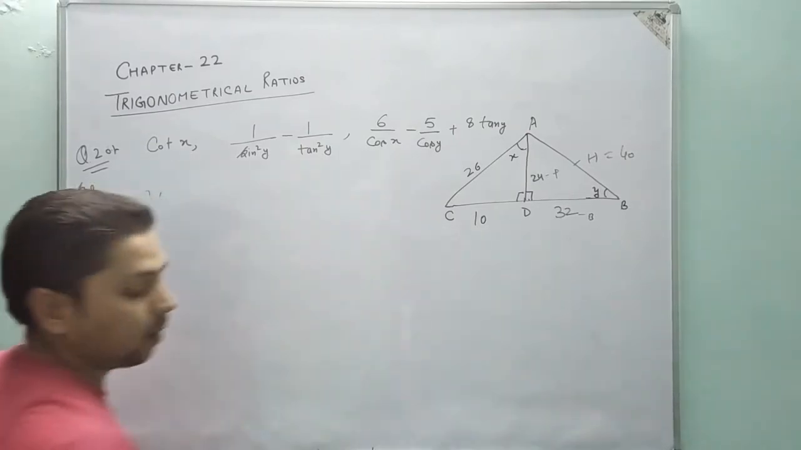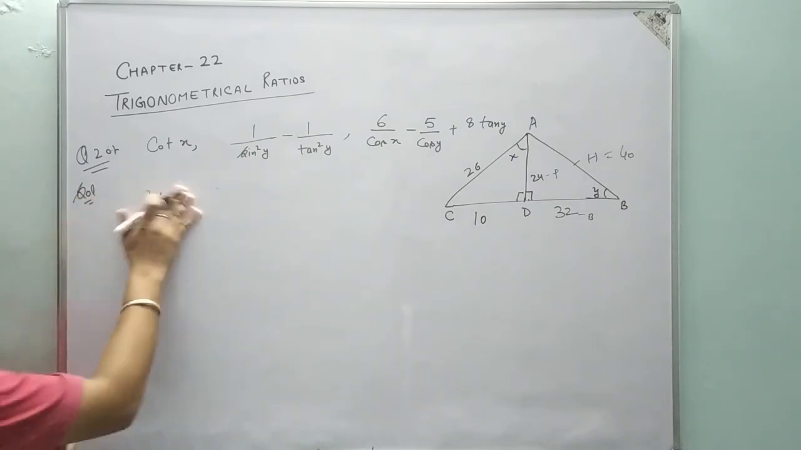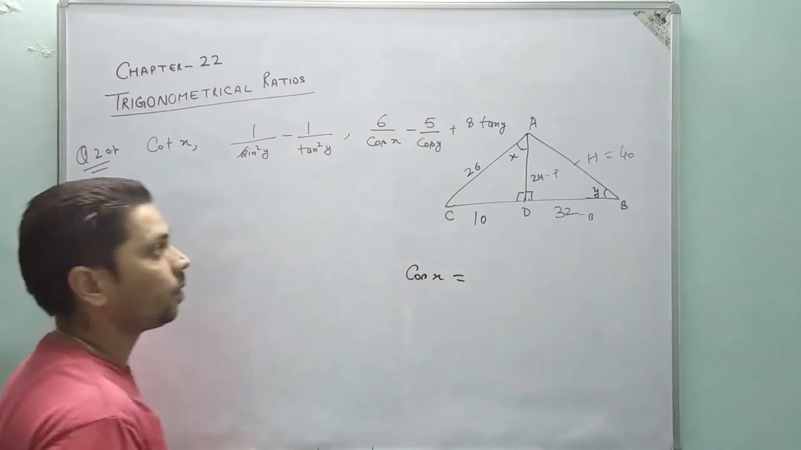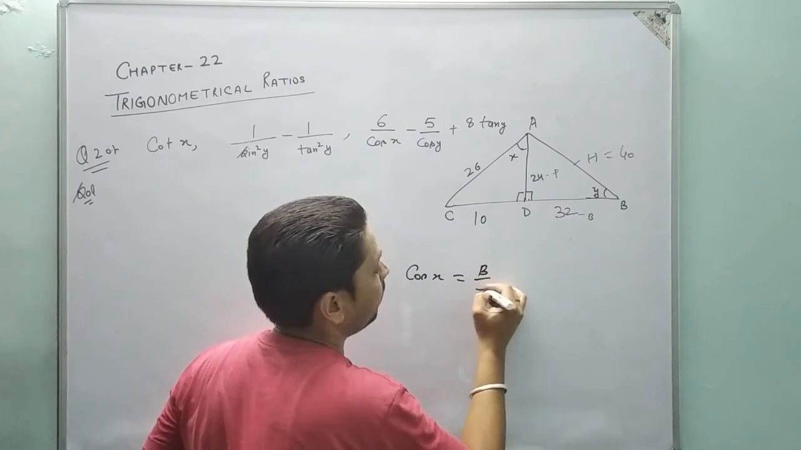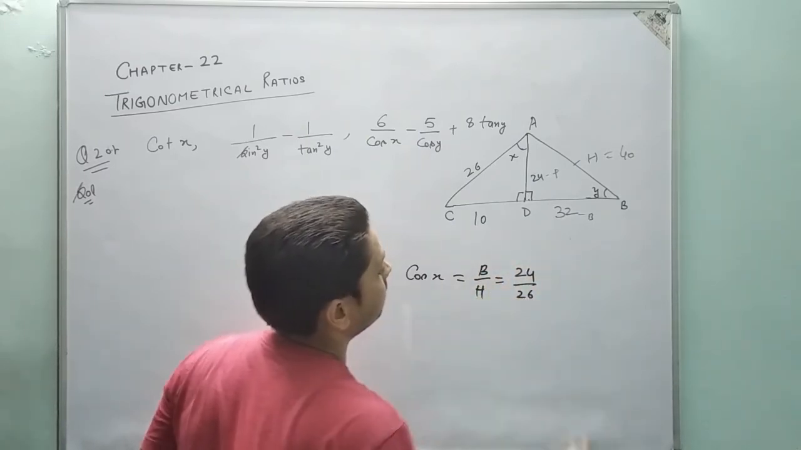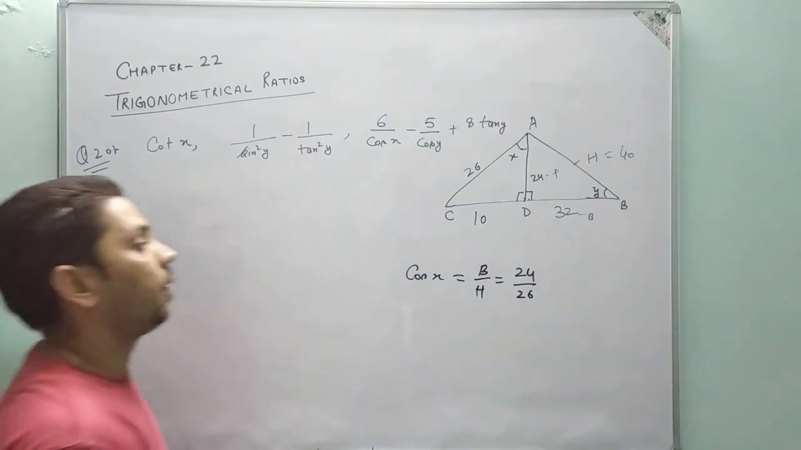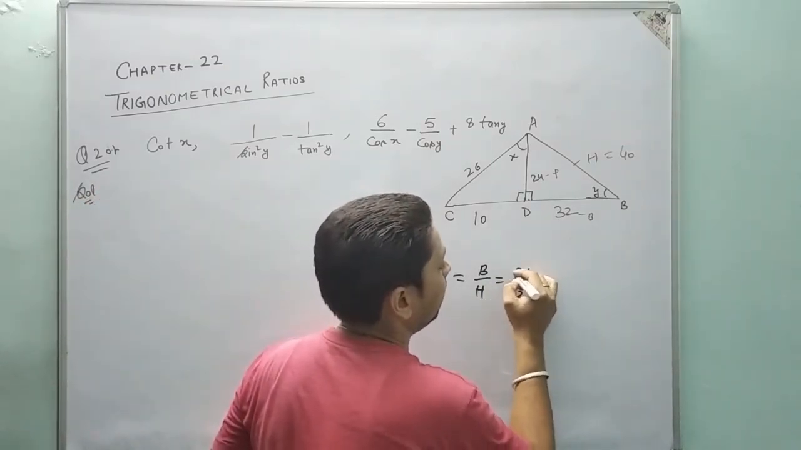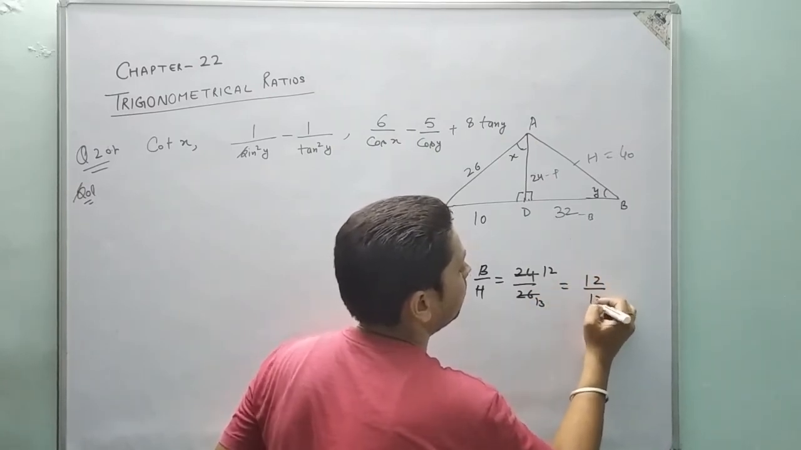For the last part, first we have to find the value of cos of x. For x, this will be the perpendicular. Cos x is base upon hypotenuse. This will give you 24 upon 26. 24 upon 26 here. Then it will give you 12 upon 13. Cos of x is equal to 12 upon 13.